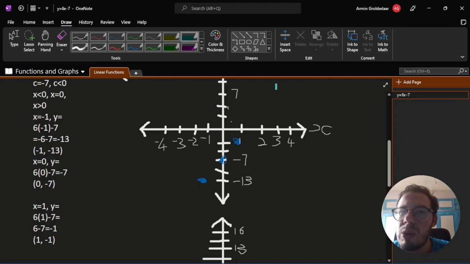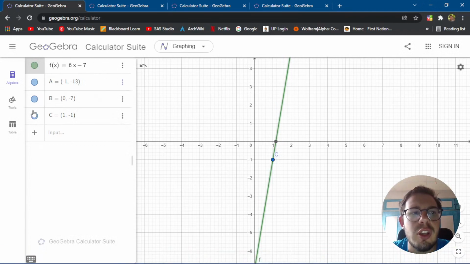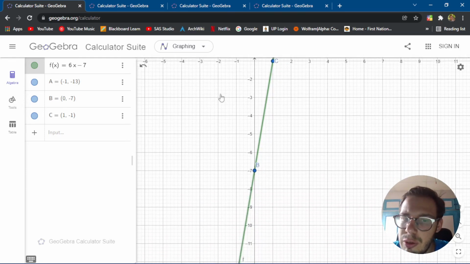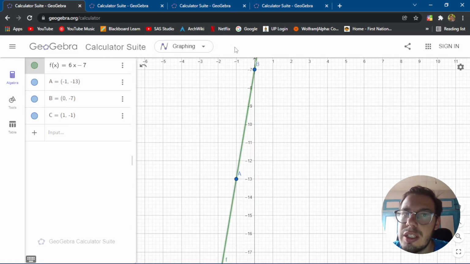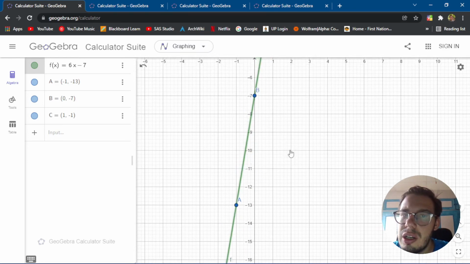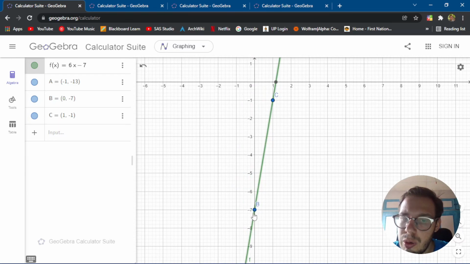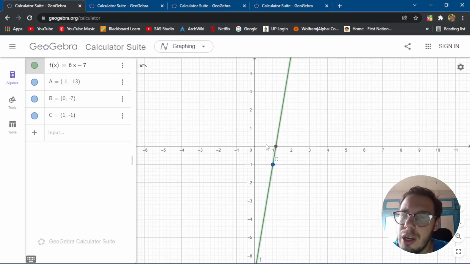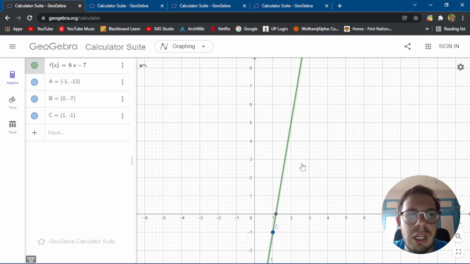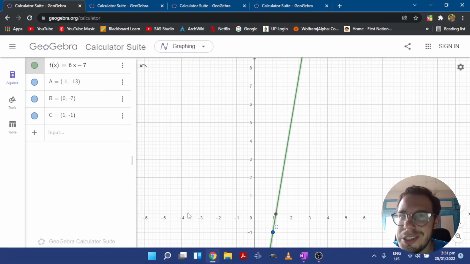And now we can draw our straight line there. Just put some arrows on it. So here in GeoGebra, you can see the function 6x minus 7. And here's our first point. You can see it's minus 1, minus 13. Our second point is 0, minus 7. And our final point is 1, minus 1. And there's our linear function drawn. So let's go to the second one.